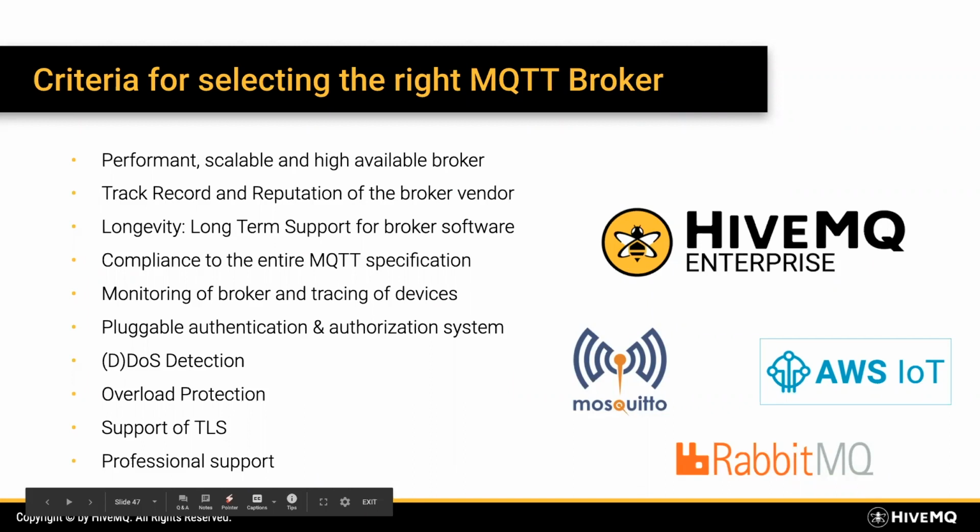You have to have compliance with the entire MQTT specifications, because otherwise you cannot migrate if you decide to change your broker's software. Monitoring of your broker and tracing of devices is important. You want to know what's going on in your system, and as this is a distributed system, this is really difficult without that. You have to have pluggable authentication and authorization systems. We talked about that one before. You have to have some form of denial of service attack protection. This can be via distributed denial of service or via normal denial of service.